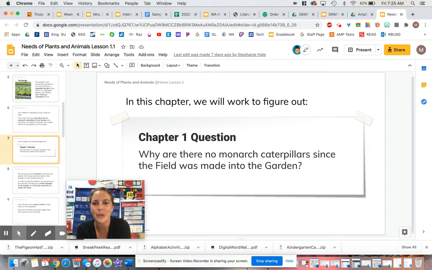In this chapter, we're going to figure out questions. So there's going to be different questions throughout our science unit, and this is our first question. So this is important that you listen. Why are there no monarch caterpillars since the field was made into the garden? So that's the big chapter question.